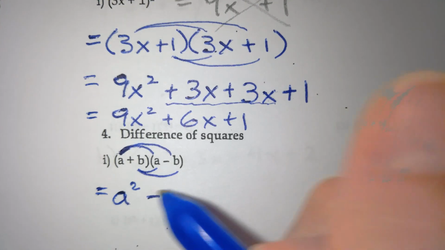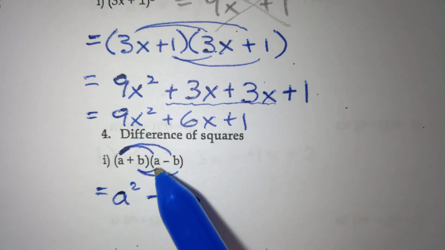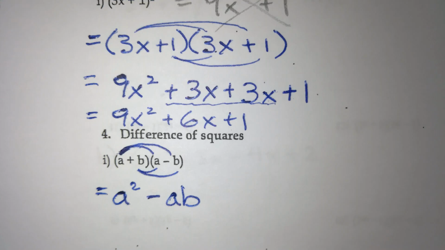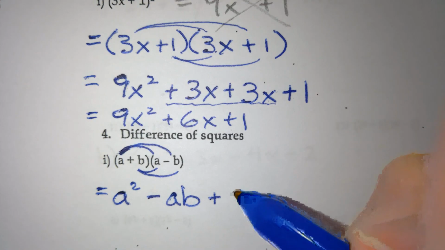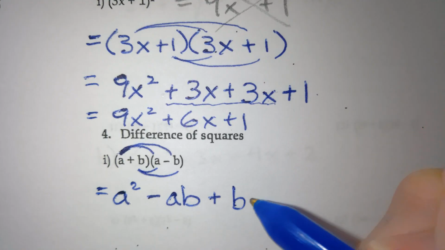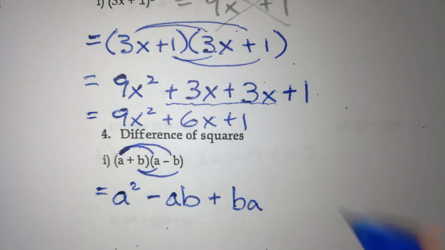Yeah, good. But negative. So negative AB. Okay, what about B times A? BA or AB, right. So I'll just write it as BA. Sure. And then what is B times negative B?